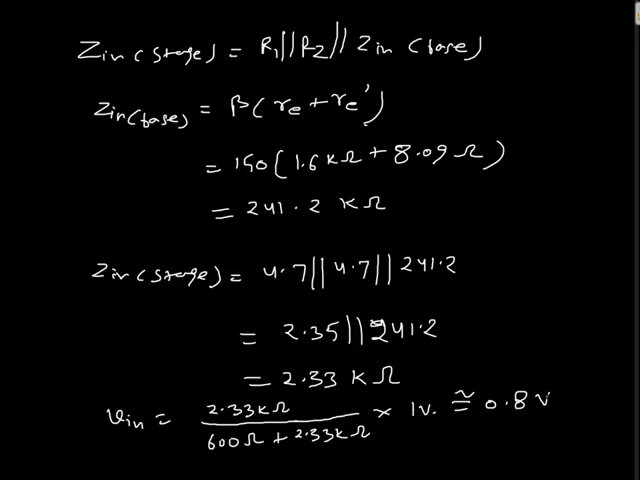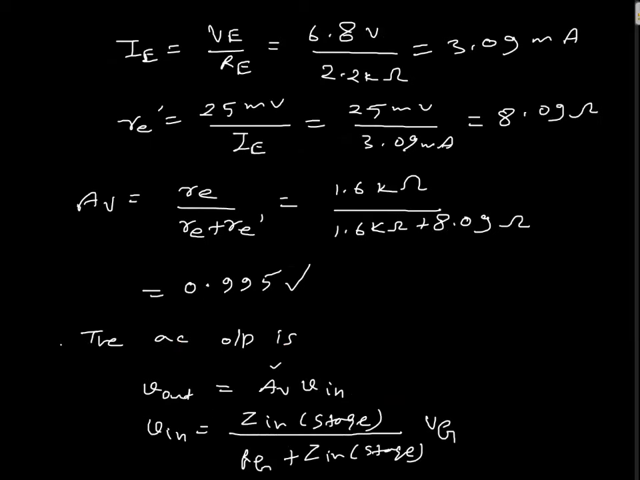So now finally we need to find out the value of V out. So V out will be AV times V in. AV, how much did we get previously?